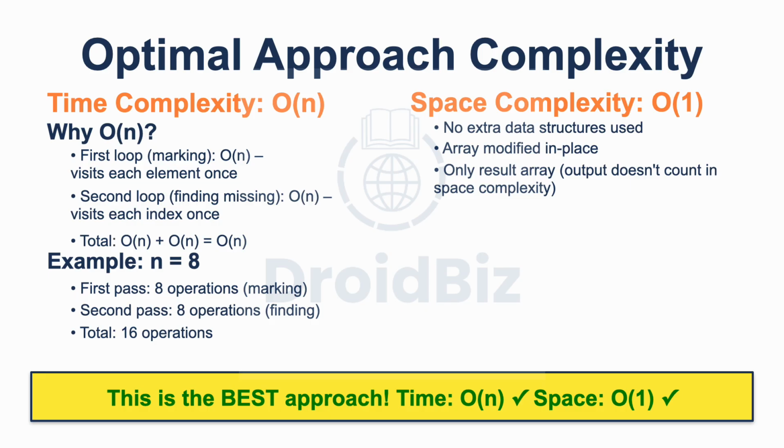Let's see an example where n equals 8. The first pass takes 8 operations for marking. The second pass takes 8 operations for finding missing numbers. The total is 16 operations.